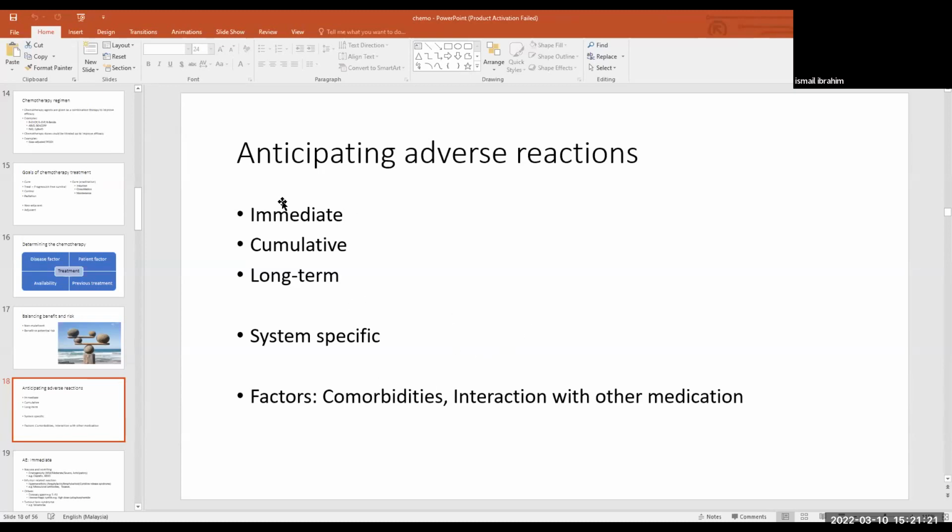And these side effects do not solely depend on the chemotherapy. Other comorbidities of the patient may make the adverse reaction more prominent or higher in terms of risk. Then we need to know the comorbidities of the patient, and importantly, we need to make sure there is no other medication that may augment or make the adverse reaction more prominent.